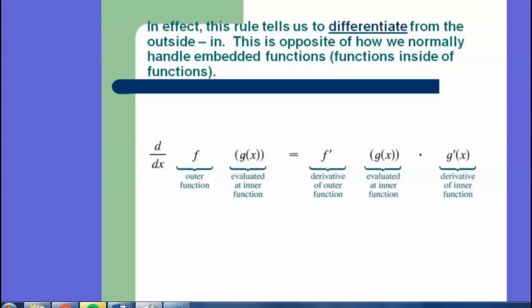In effect, this rule tells us how to differentiate from the outside in. It's the opposite of what we normally do, right? When we learned math way back in the day, we always said parentheses first. Absolute values, you did the inside first. Well, the chain rule is the opposite. It's outside in. So you do the outermost function first and work your way in. So if it's f of g, we're going to differentiate f, not touch g, then multiply by the derivative of g. So it's the derivative of the outside, leave the inside, times the derivative of the inside.